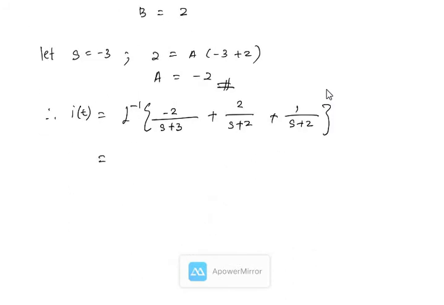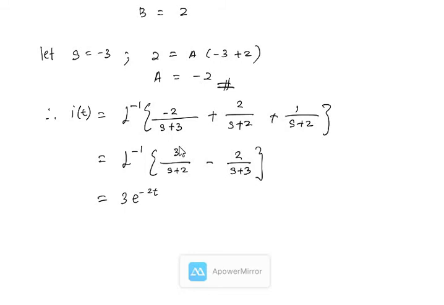So, inverse Laplace transform here. Since we have S plus 2, S plus 2, we simplify first. Then you get 3 over S plus 2 minus 2 over S plus 3. So from here, 3 is the constant. You take out the 3, 3 times 1 over S plus 2, you can change to the exponent, negative 2t.